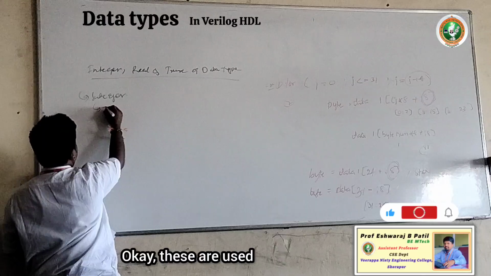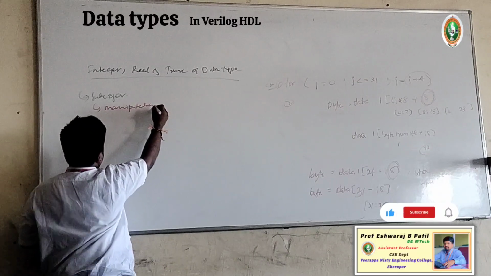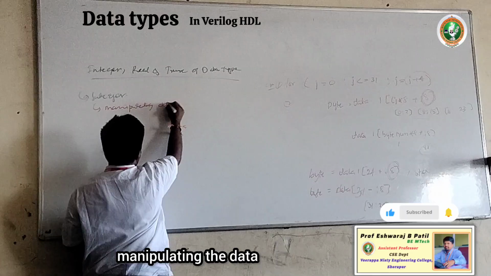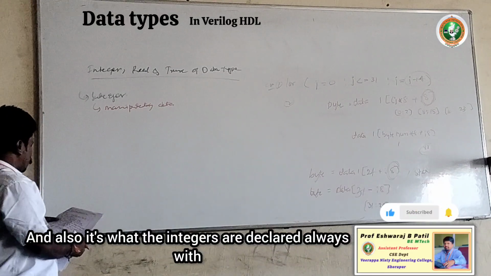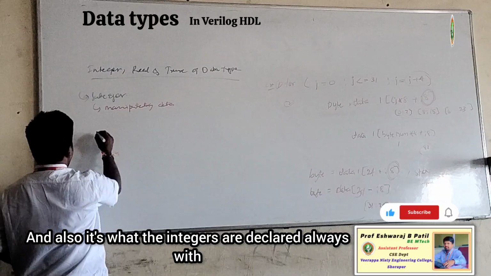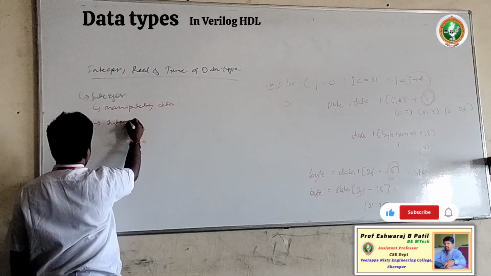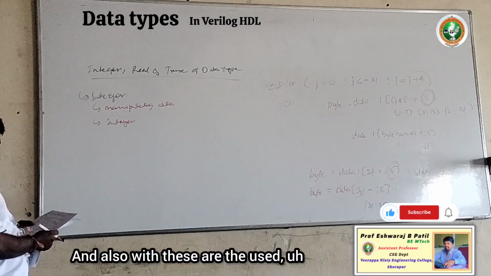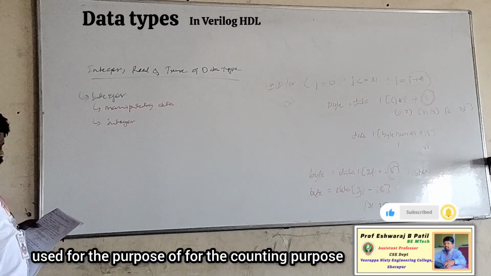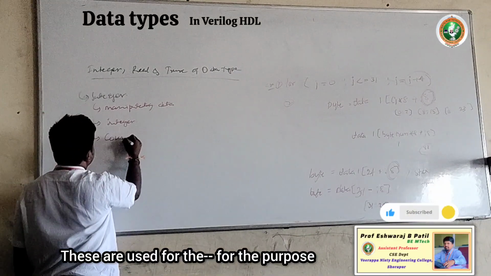These are used for manipulating the data. Integers are used for manipulating the data, and integers are always declared with one keyword, that is integer, in small letters. Also, these are used for counting purposes.